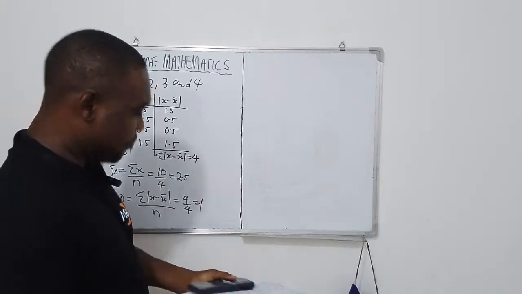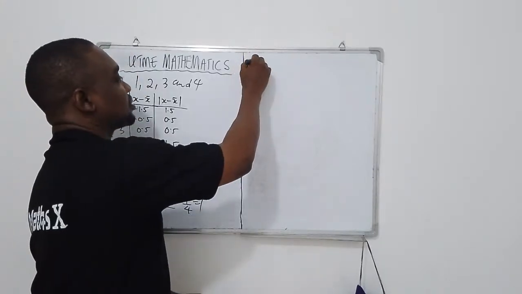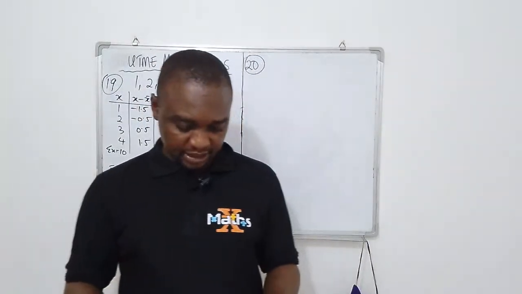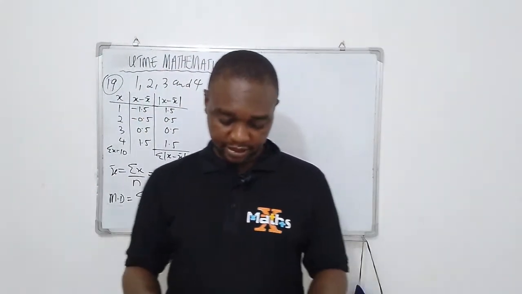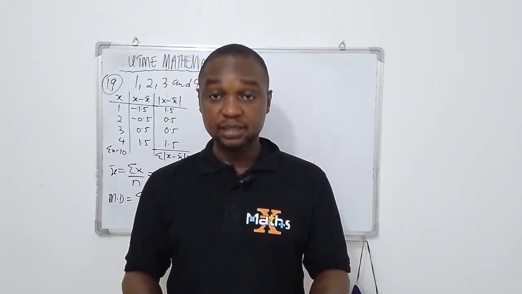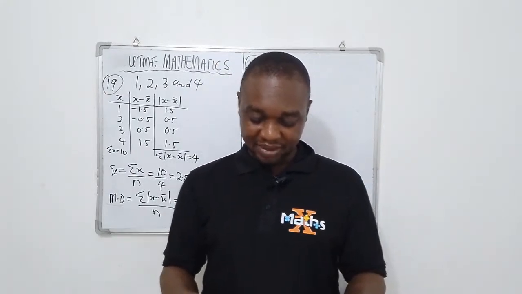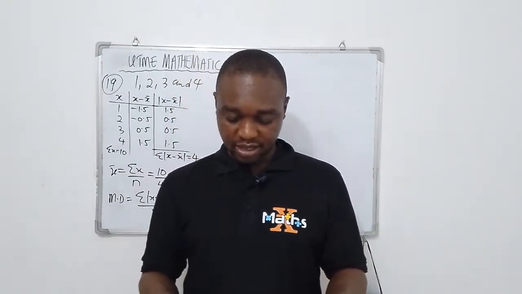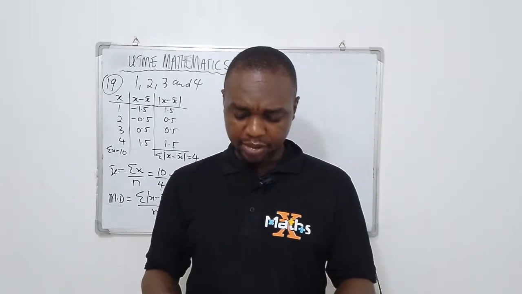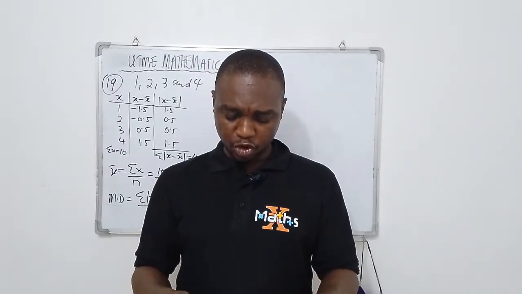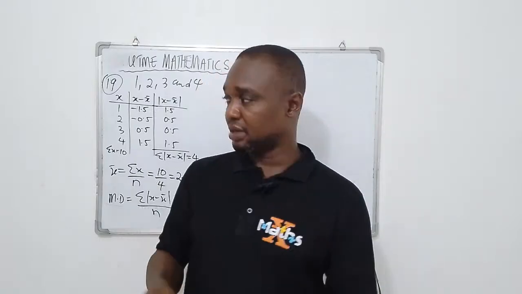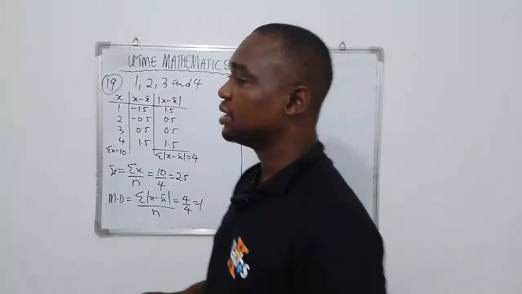For our number 20, it says here that a committee of 6 is to be formed by a state governor from 9 state commissioners and 3 members of the House of Assembly. In how many ways can the members of the committee be chosen so as to include 1 member of the House of Assembly? Let's look at what we have.